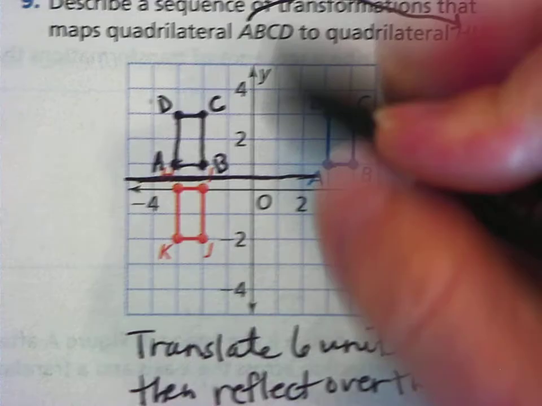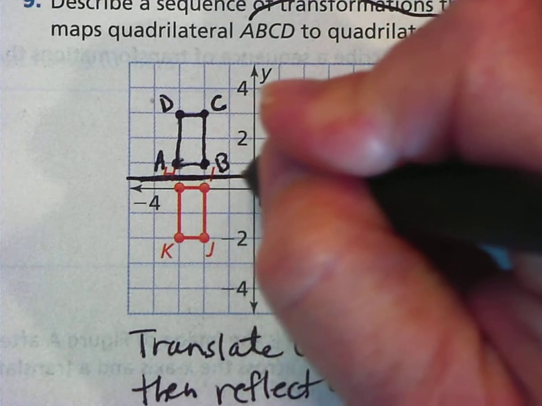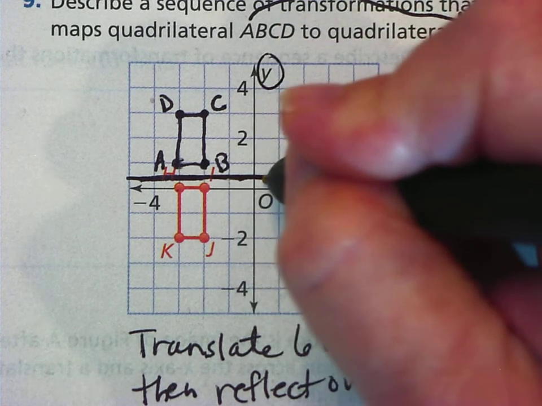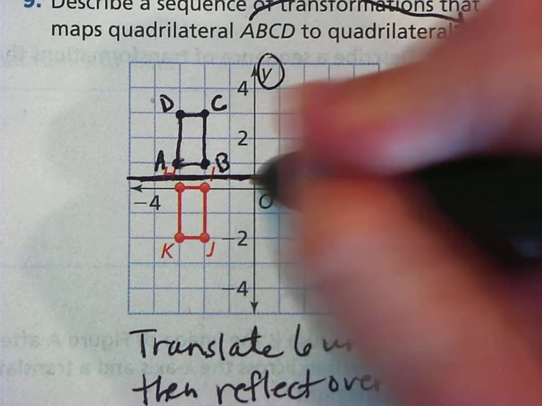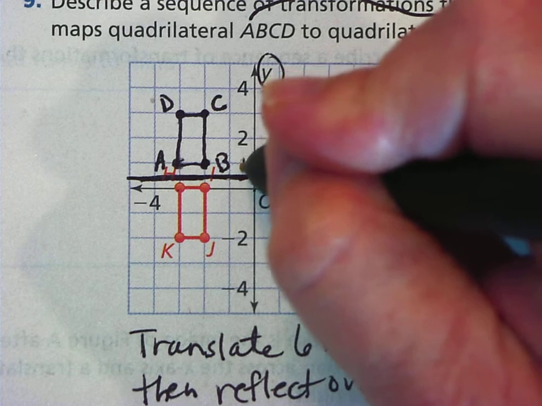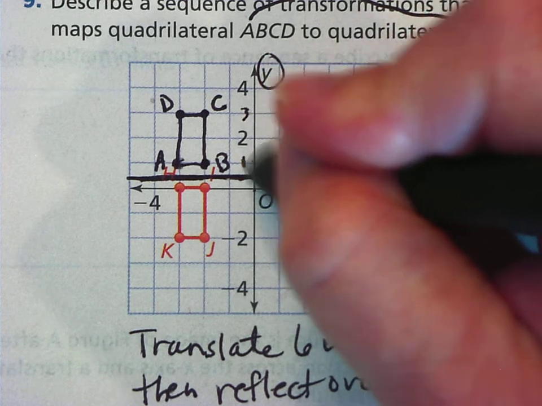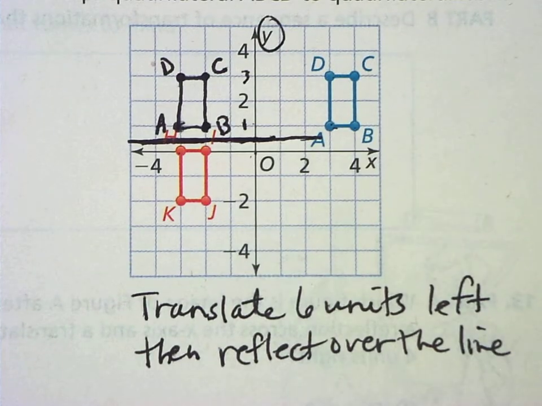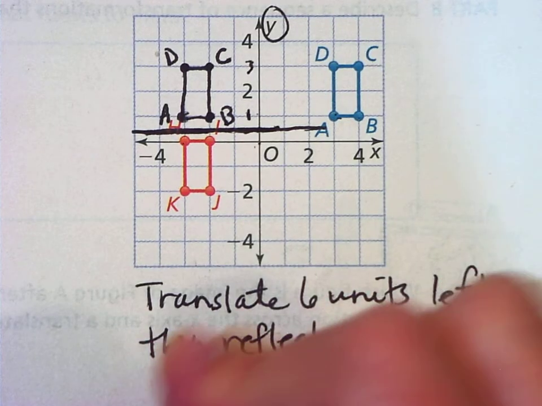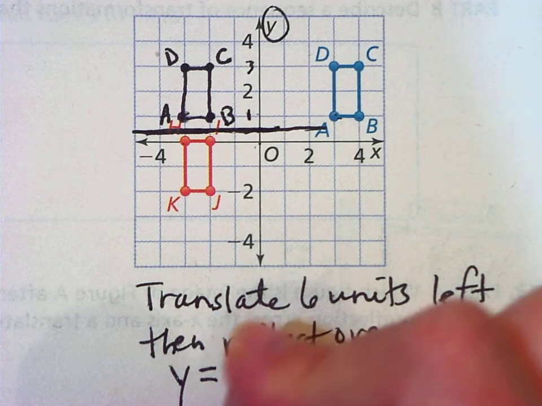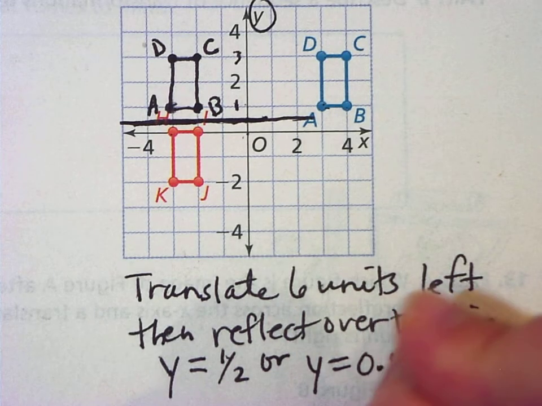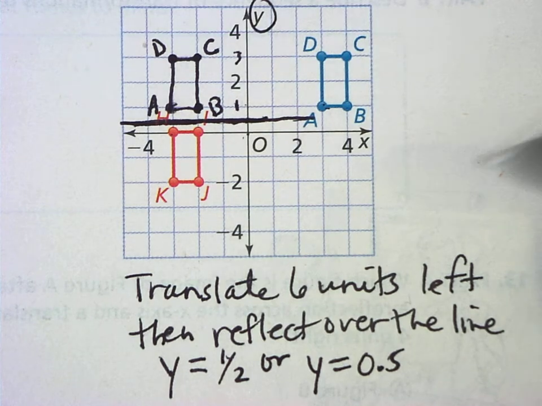So remember, when you name a line, you look at the axis your line is crossing. So look, this is crossing the y-axis at a half, because if this is 0 and this is 1, right in the middle of 0 and 1 is a half. So it's reflecting over the line y equals a half. You could write it like that, or you could say y equals 0.5. Okay, so this would be the sequence.